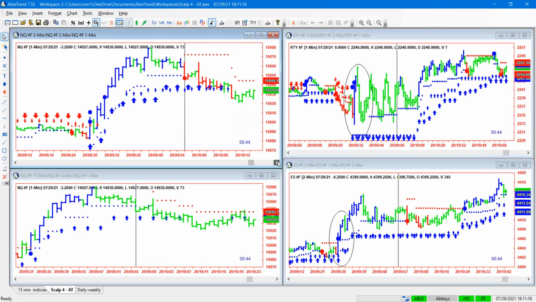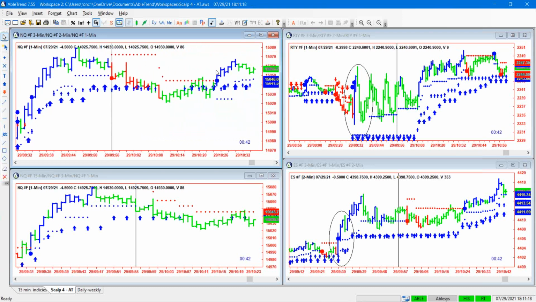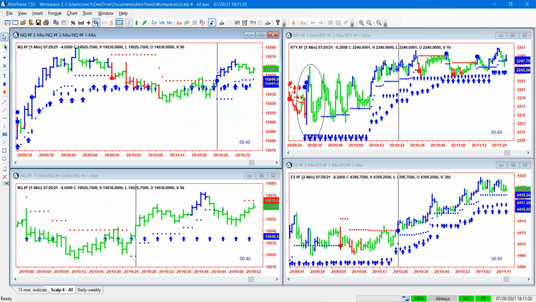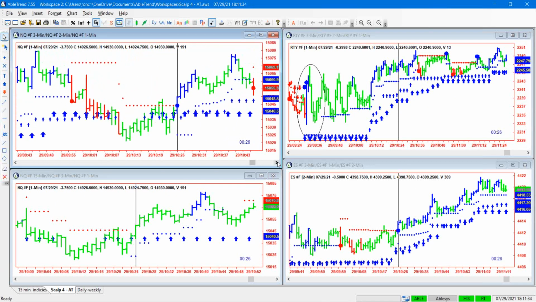So let's just go back. Let's just roll along forward. Okay, that's clearly a buy signal. It's a triple confirmation buy signal. I like that the Russell was already in a buy signal, so no reason not to take it. The S&P just started a buy signal also, just as well as the Nasdaq. Got to take it. So up and away we go.